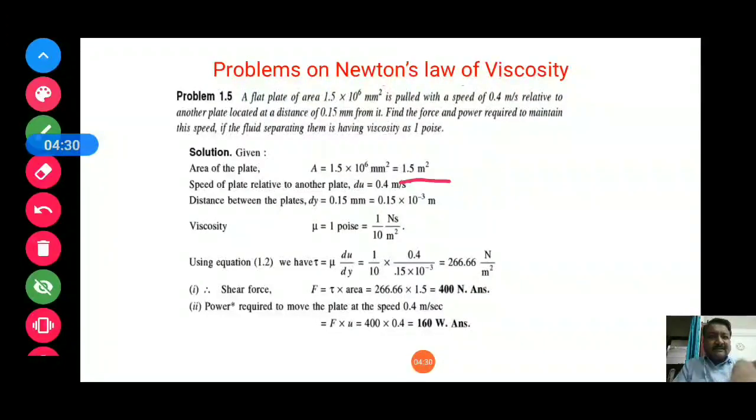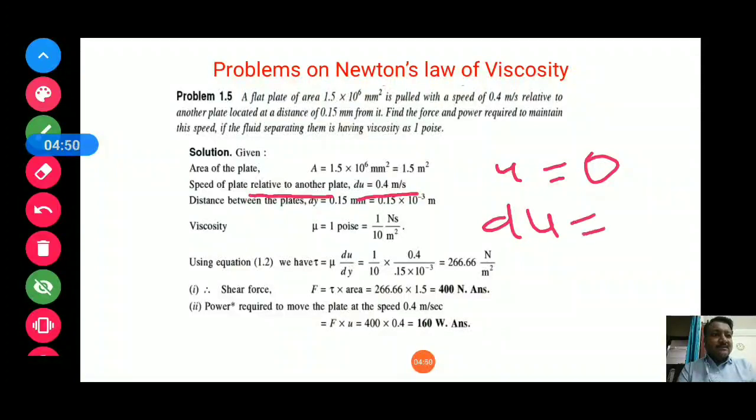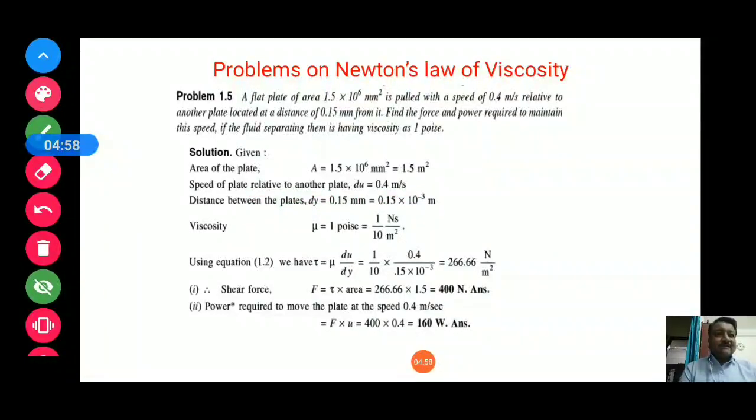Next is the speed of the plate relative to the other plate, that is given as du. Directly you can take du because u is 0. So u is 0 and du is nothing but final velocity minus initial velocity. So final minus initial, you can get the value of du. So the velocity is 0.4 meter per second.